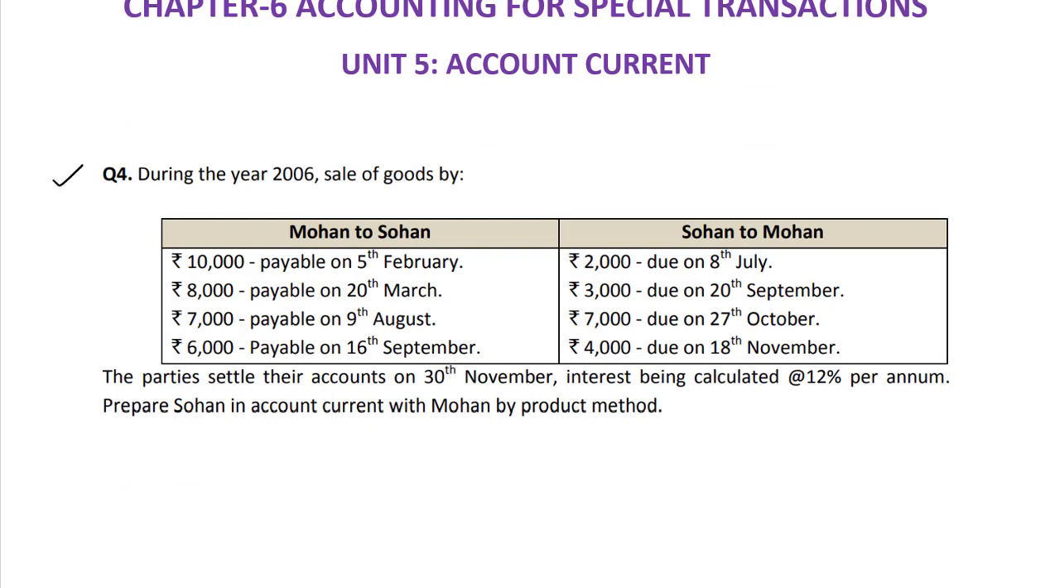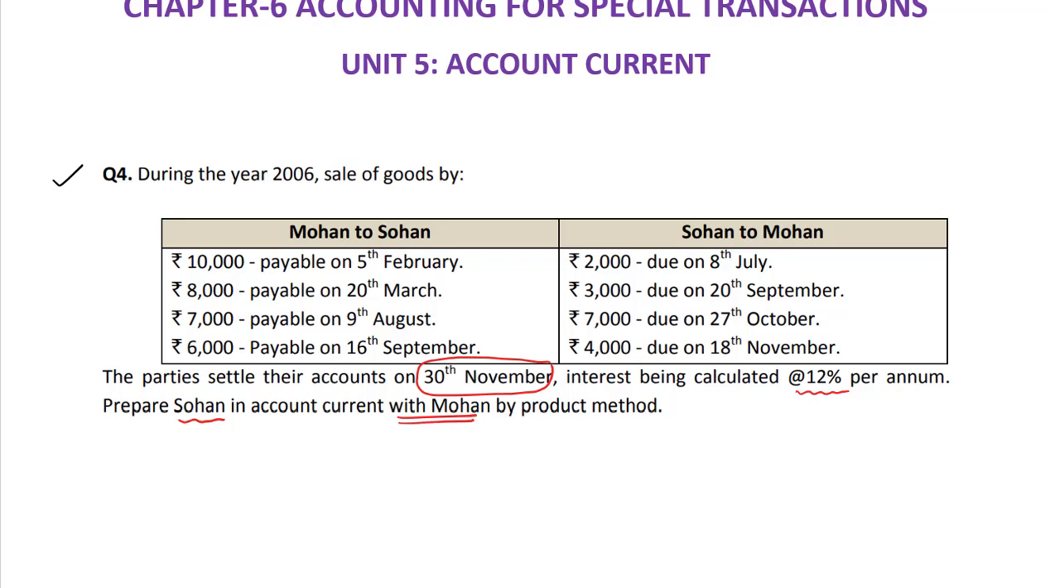Question 4. We are beginning with question 4. During the year 2006, sales of goods by Mohan to Sohan is given and Sohan to Mohan is given. Now we need to understand in which book we have to prepare the account current. The parties settle their accounts on 30th November, so this is the closing date. Interest is being calculated at the rate 12% per annum. Prepare Sohan in account current with Mohan.